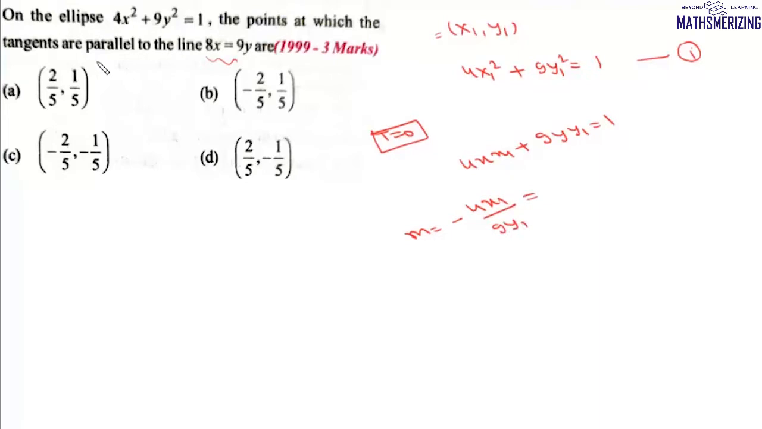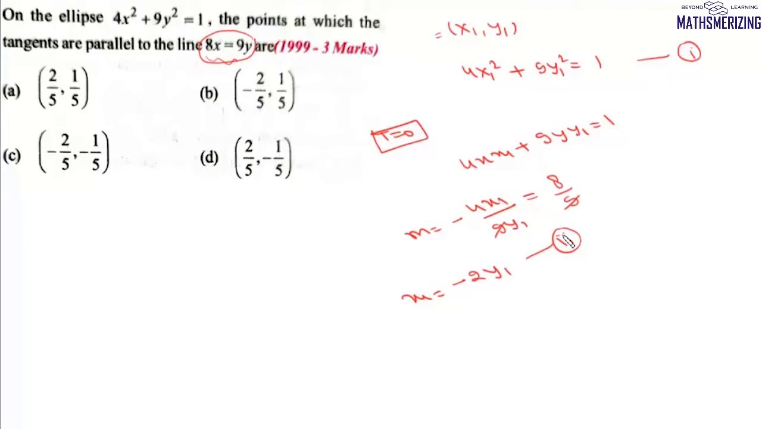Now it is given that tangents are parallel to this line, which is 8x equals 9y. So the slope of this line is 8 by 9. Now here 9 will cancel. So we can write x1 as minus 2y1, and that's our second condition.